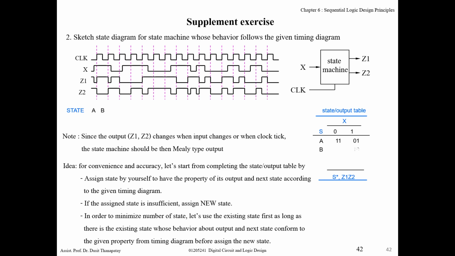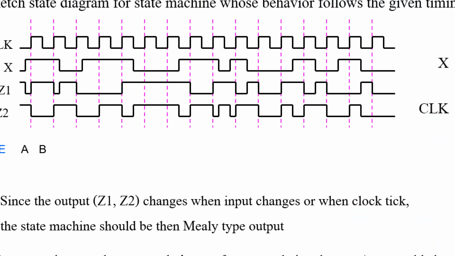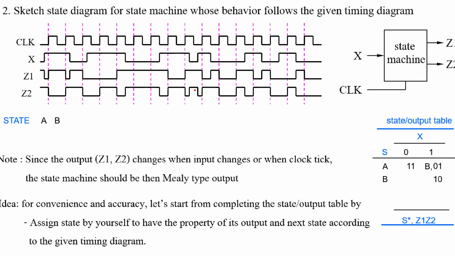Then this is step B. Okay, next. Actually, you can continue the analysis using this method until you can complete this step output table. Okay, next. Step B, when clock tick, go to the state that when x is 1, output is 0, 1.